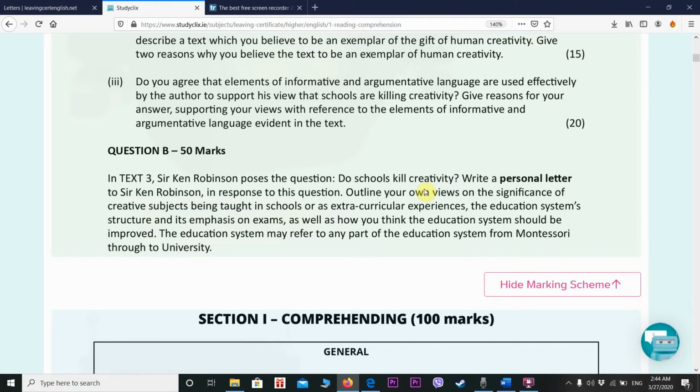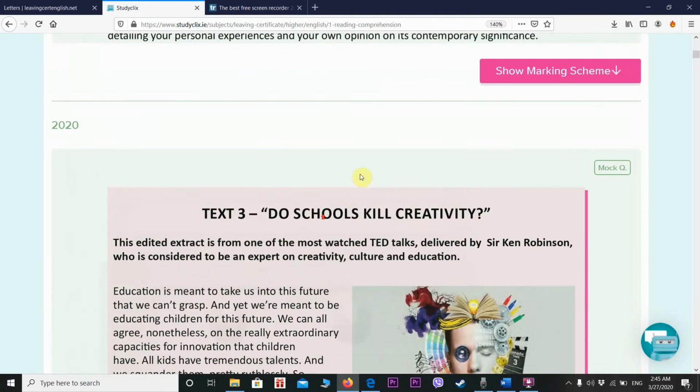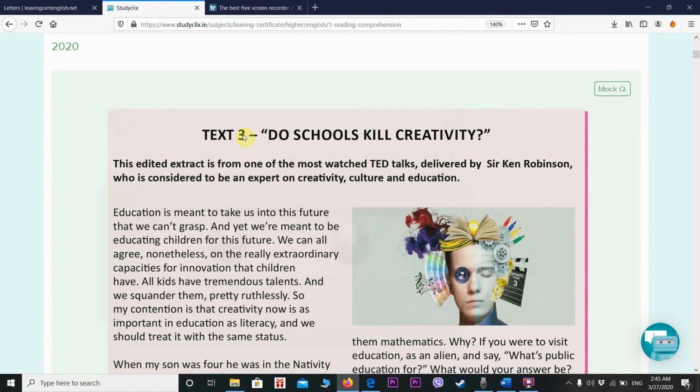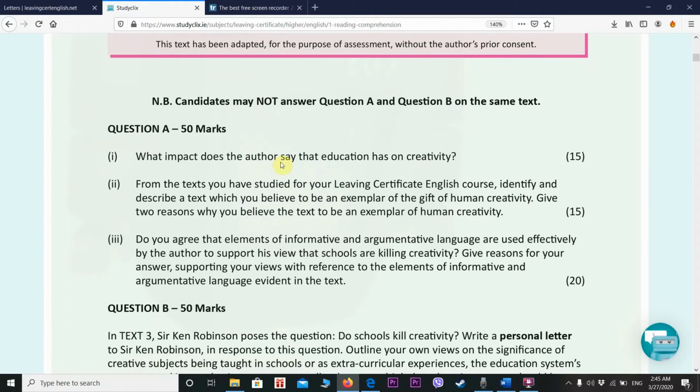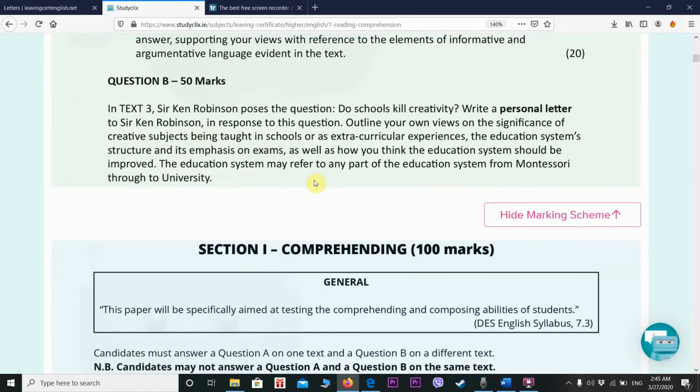Hey guys, so as promised, this is the mock question 2020, do schools kill creativity? Text 3. As you see, the part B question says that I should write a personal letter to Sir Ken Robinson. So here we are lucky because it tells us exactly that the letter I'm writing is a personal one, right? I have to write about my own views on the significance of creative subjects being taught in schools or as extracurricular experiences, the education system structure and its emphasis on exams, as well as how I think the education system should be improved. So there are 3 different things that I have to mention in my letter.